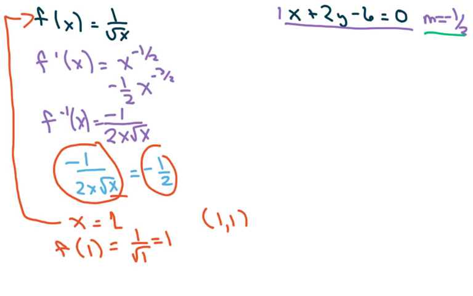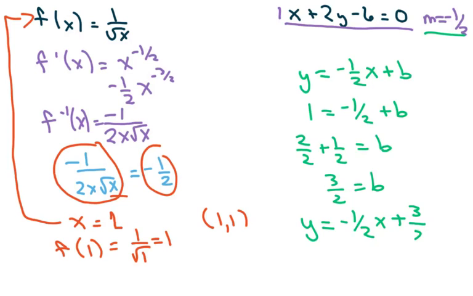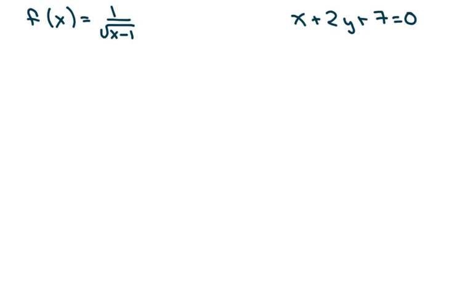We have our slope, so we write y equals mx plus b, which is negative 1/2 x plus b. Plug in your 1's. Add 1/2 to both sides, so that's 3/2 equals b. So our equation of the tangent line is y equals negative 1/2 x plus 3/2. And the last one is here.